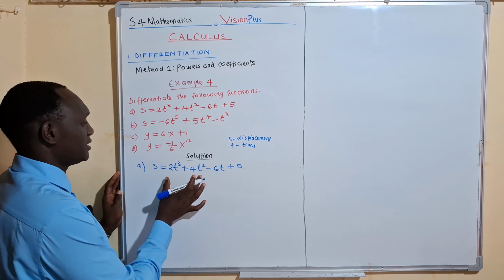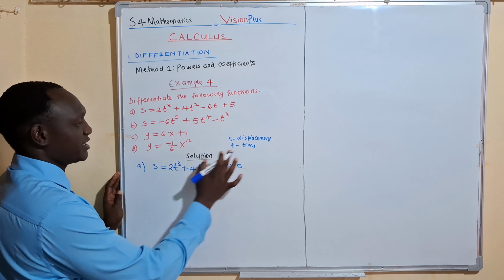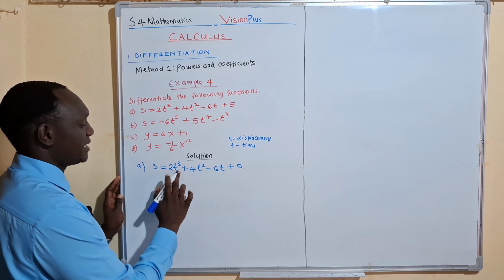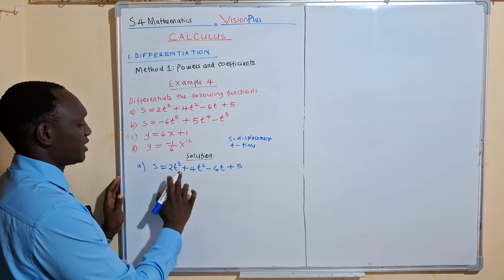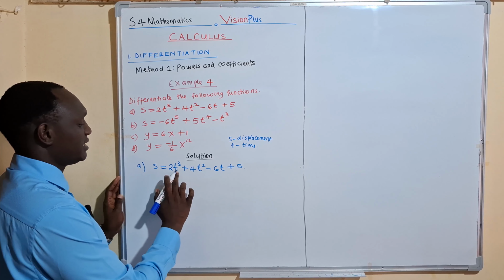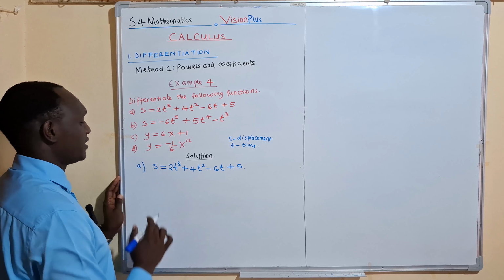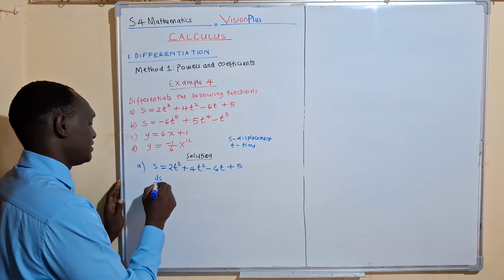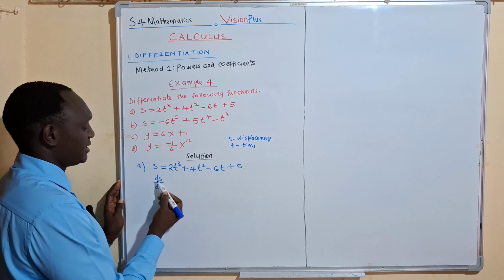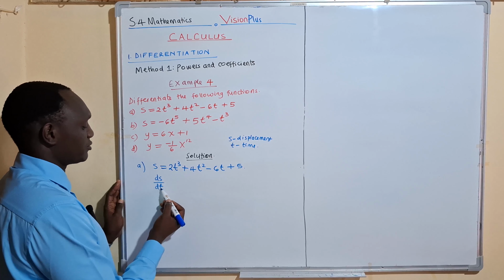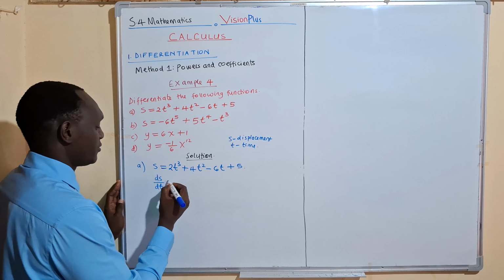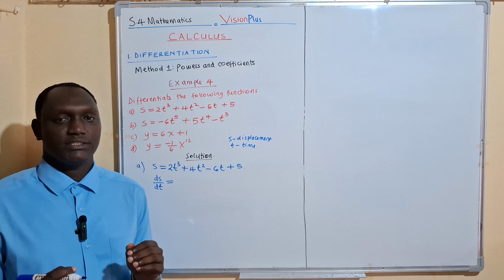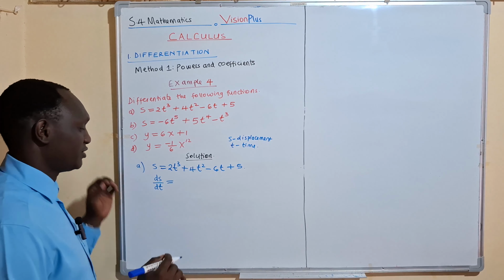So we need to differentiate S with respect to T. This is the function S, and T is the variable of the function. So we are going to say ds dt. This is the rate of change of S with respect to T, equals to, we shall follow the same way of differentiating given terms or functions.